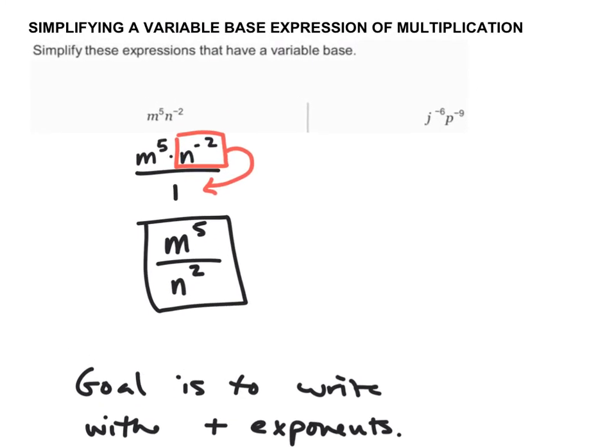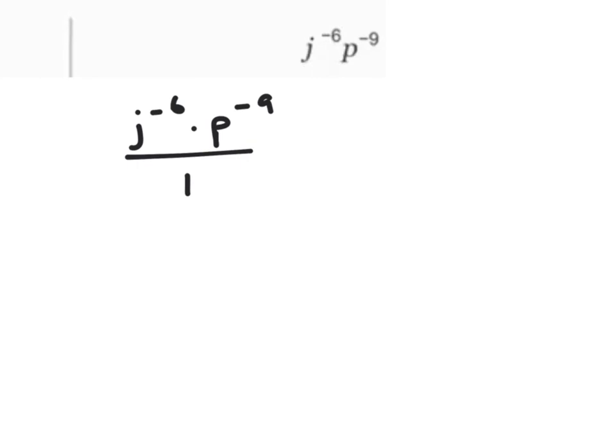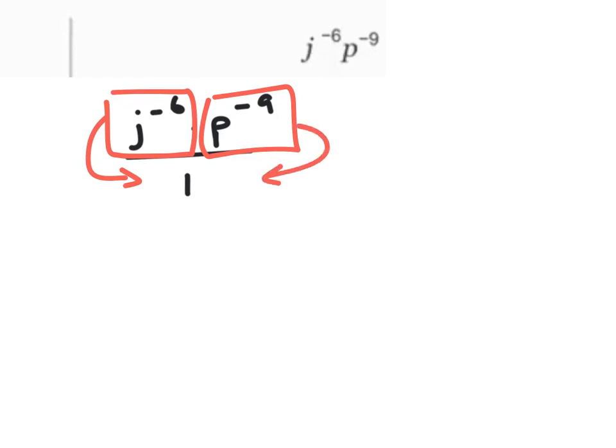Okay, now this is a case where you had m to a positive number, n to a negative number. If you had both negative numbers, you can look at this two different ways, okay? I'm going to write j to the negative 6 times p to the negative 9. And I'm simply going to put this over 1, okay? So if I have these, I'm going to take each of them and bring them down into my denominator, all right? So this is just going to give me 1 over j to the 6th, to the positive 6, times p to the 9th, and that's it.